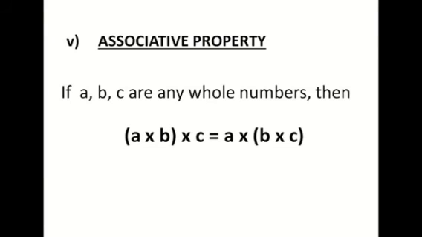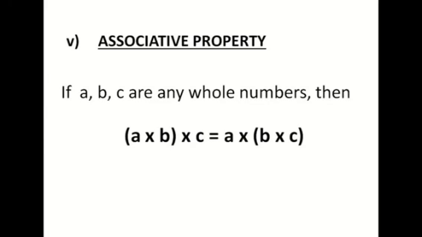Look at the statement here. If A, B, C are any whole numbers, then A into B into C equals A into B into C. So we have grouped A and B together, multiplied, and that product has been multiplied with C. Here B and C have been grouped together and multiplied, and that product has been multiplied with A. Both products, the final product, will be the same. This property is known as associative property for multiplication.